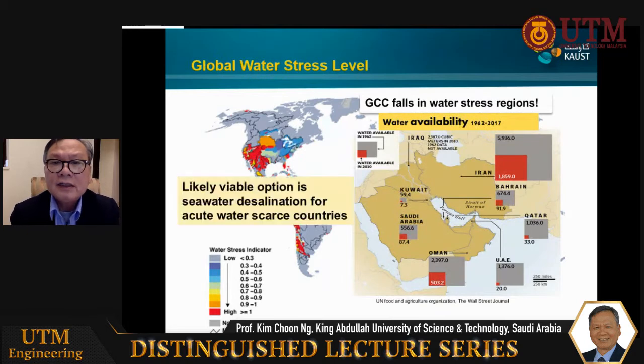Now, within the GCC countries, the availability of water is very low in the red boxes. You can see that it has shrunk greatly from 1962 to 2007. So obviously, the most viable option for filling this water shortage gap is by seawater desalination.